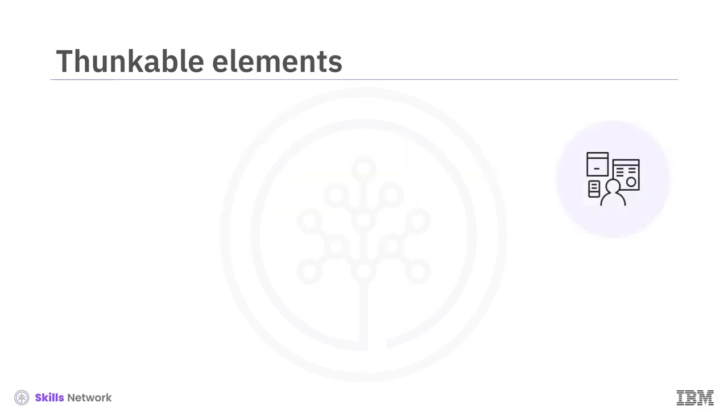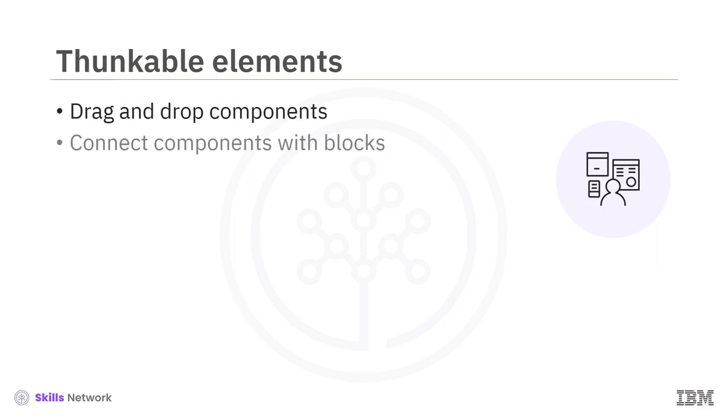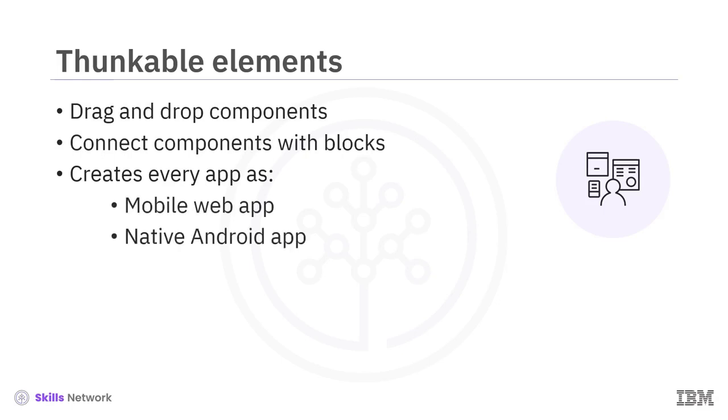Thunkable is a mobile app development platform with a simple drag-and-drop interface for including elements and connecting blocks. Every app project instantly develops a mobile web app, a native Android app, and a native iOS app. Users can start from scratch or customize an open-source application from Thunkable's gallery.